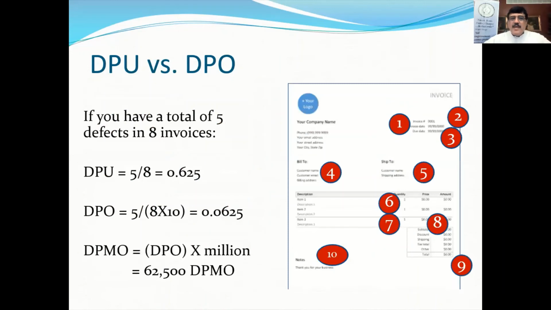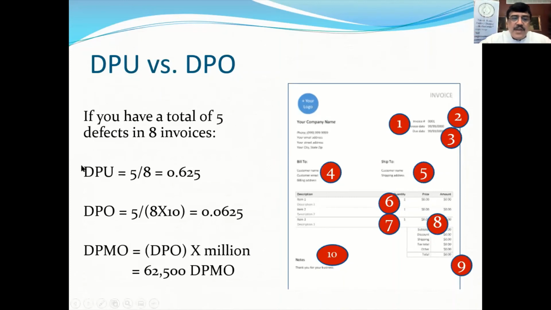Now, let's say we took data and we have a total of 5 defects in all 8 invoices. We calculated all the invoices, and we only had 5 defects. So what does this mean? We have a defect per unit of 5/8. So we have 5 defects per 8 invoices.